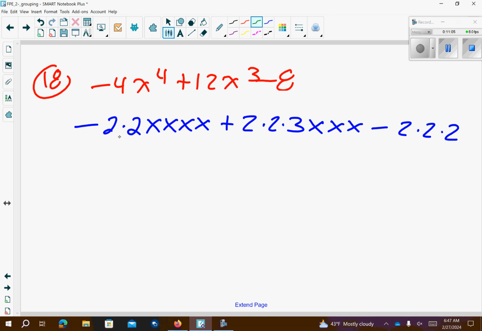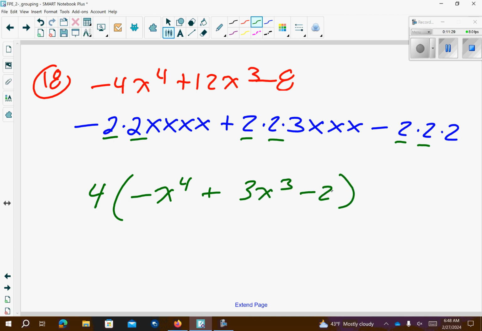Let's see what we have in common. I have a 2, a 2, and a 2. I have another 2, but I don't have anything else. So 2 times 2 is 4, and then I have that negative outside, negative x to the fourth. And then plus 3x to the third minus 2. There's our answer.